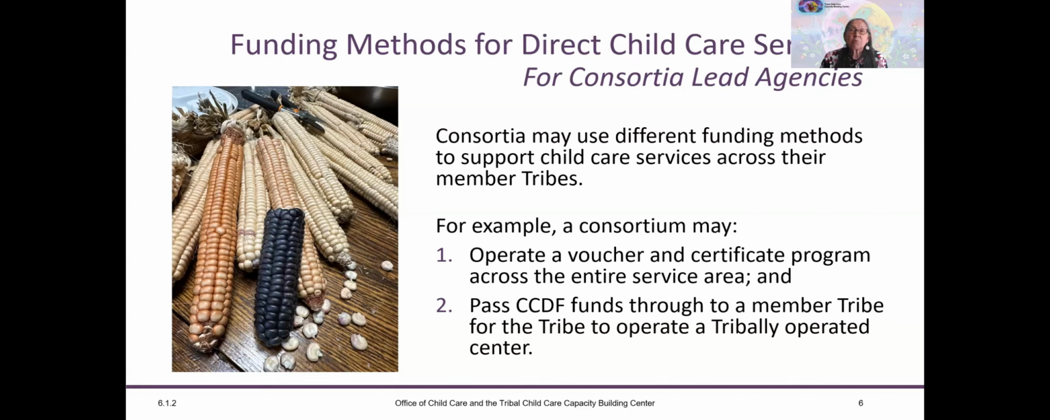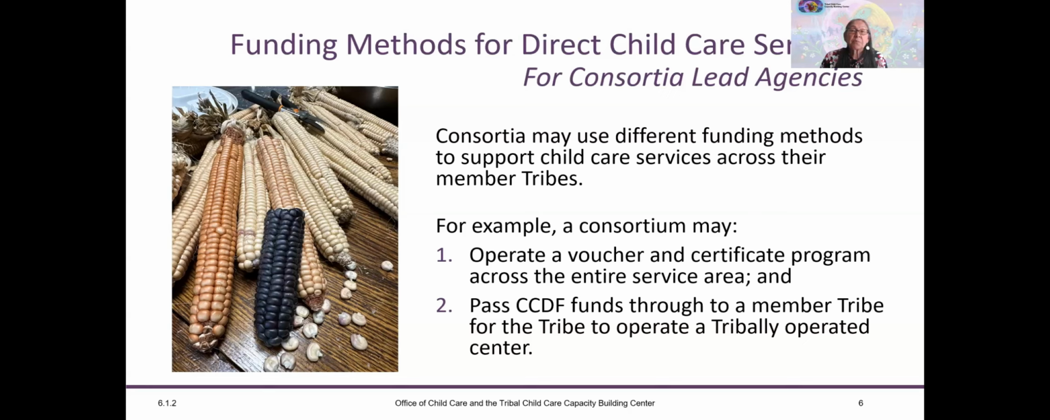Direct services can vary widely across the consortia service area and from member tribe to member tribe. For example, a consortium may have a tribally operated center in one tribe's community and offer certificates only in another tribe's community. Tribal lead agencies have broad flexibility in how they coordinate CCDF services with participating member tribes and or villages, but there must be some type of coordination of services. The Office of Child Care released new guidance for CCDF Consortia Lead Agencies, and it is included in our resource directory.